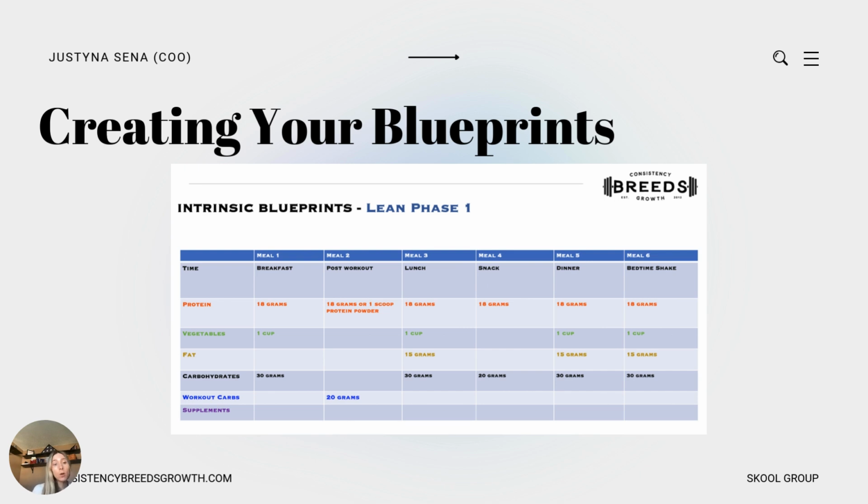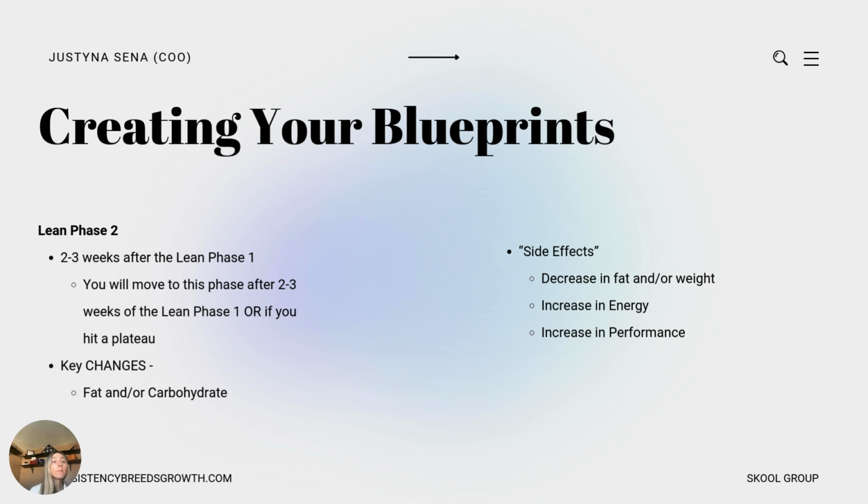Most people that we work with at CBG stay on this phase and only this phase. We never go past another deficit. However, some people do hit a plateau, and then that means they go into lean phase 2. When does this occur? 2 to 3 weeks after lean phase 1, or if you hit a plateau. So you really need to be mindful of your progress and how to measure your progress, which you will learn soon. Most people will not hit a plateau for a while in this deficit, so you'll hang out here for a while.